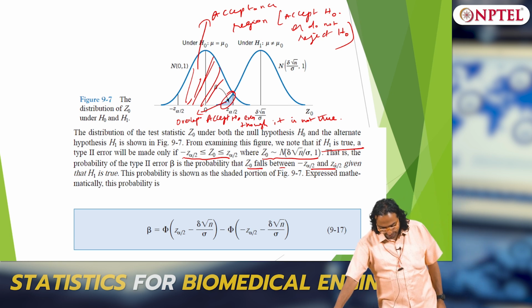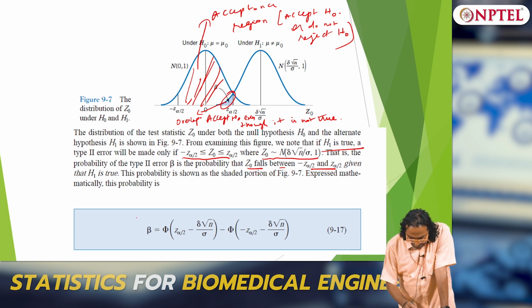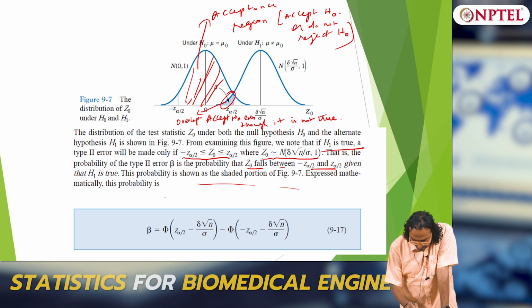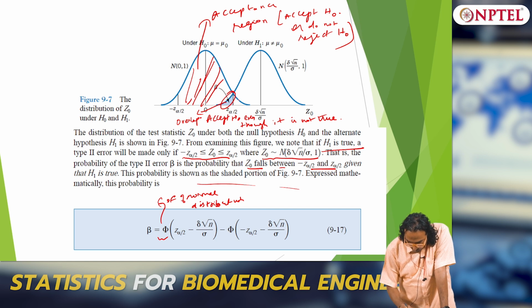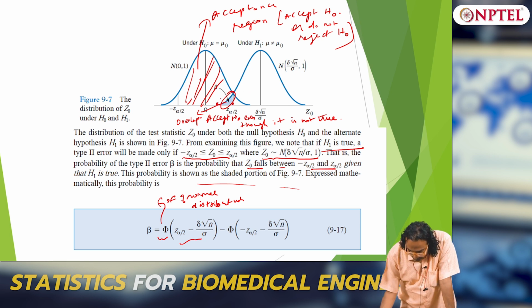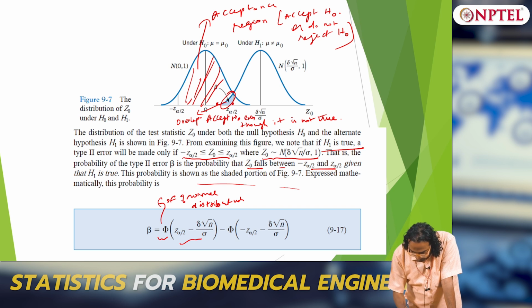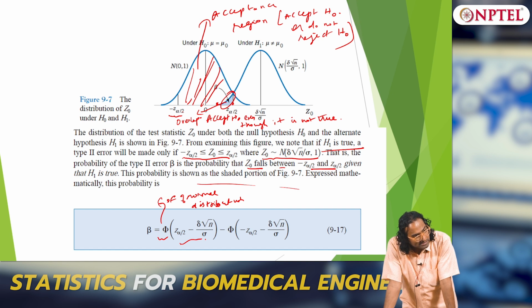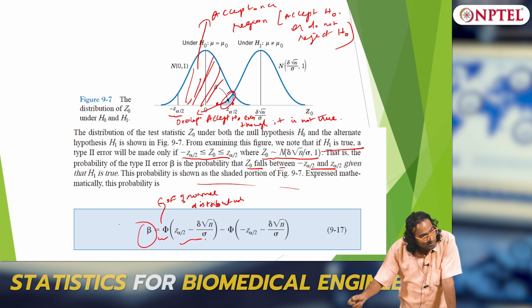So beta, if you want to technically look at it, this is the idea behind beta, the shaded portion. Phi stands for the CDF of the normal distribution. Phi of z alpha by 2 minus delta sigma over root n. So what is this region up to here? This minus this, okay, phi of z alpha by 2 minus delta root n by sigma, minus phi of minus z alpha by 2 minus delta square root of n by sigma. This is my beta itself.